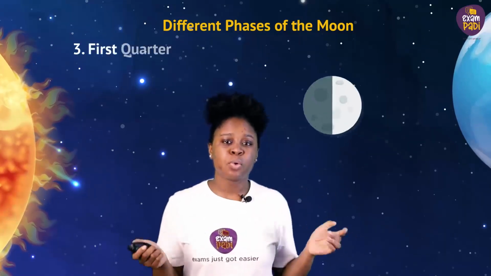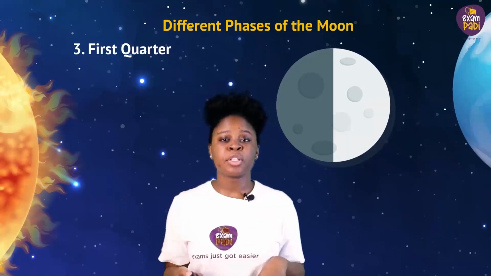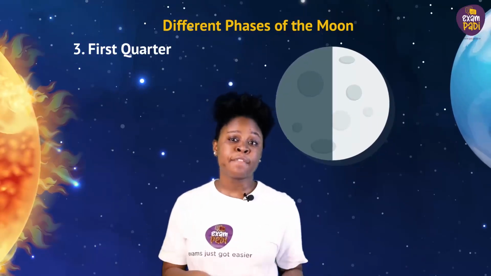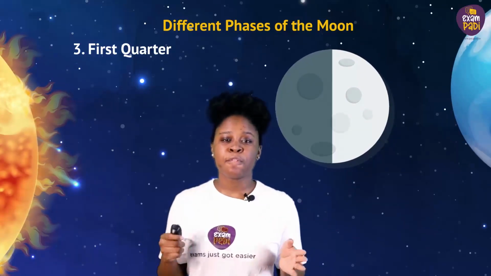Number 3, first quarter. This phase occurs when the moon has completed a quarter of its orbit around the Earth, and half of the illuminated side is visible from Earth.